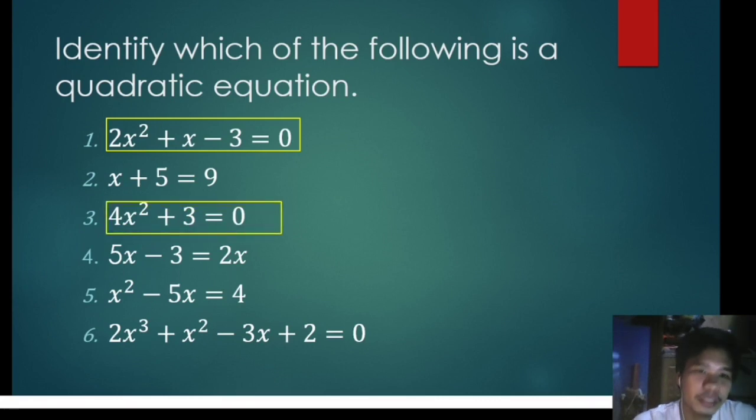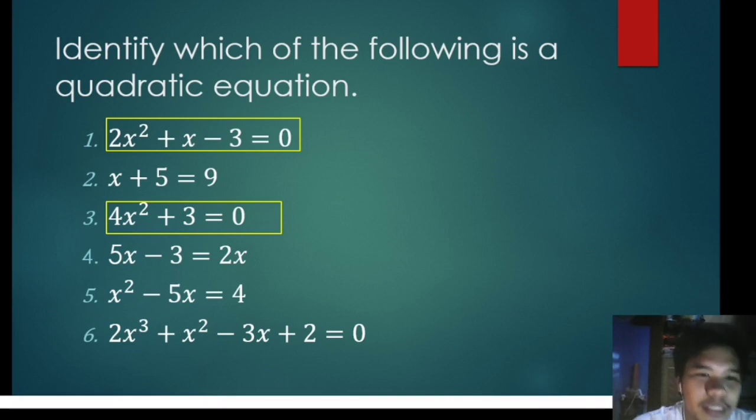Okay, number 4. Equation number 4 is given 5x minus 3 equal to 2x. So we have the variable x in the left and in the right part of the equation. Same with equation number 2, it has the exponent of 1. Same with the other side. Therefore, the highest exponent of this equation is 1. So we cannot consider this equation as quadratic since the highest exponent is only 1.